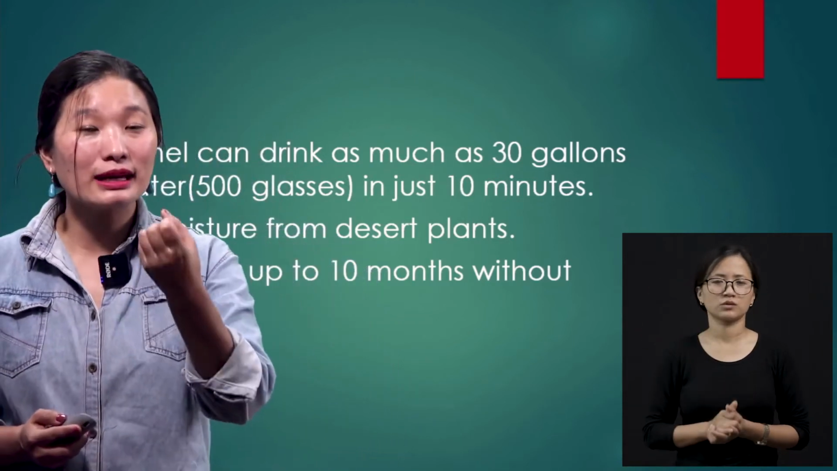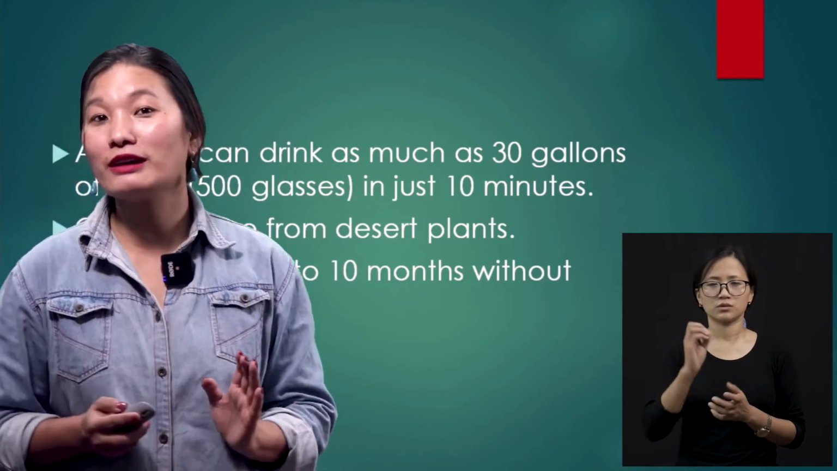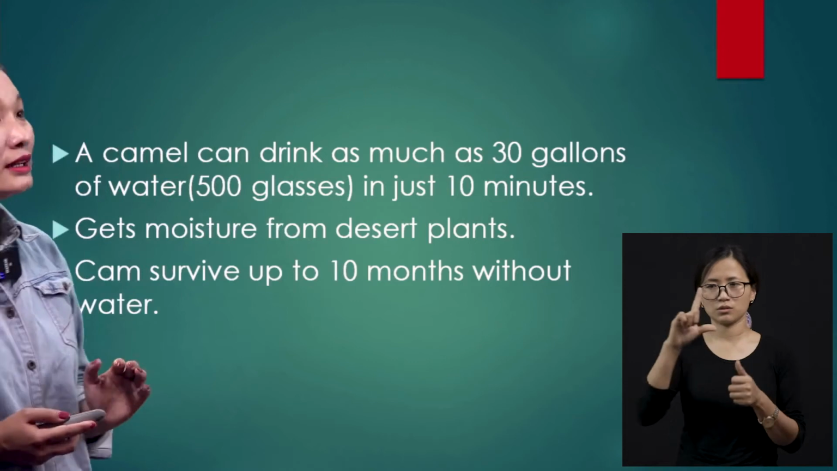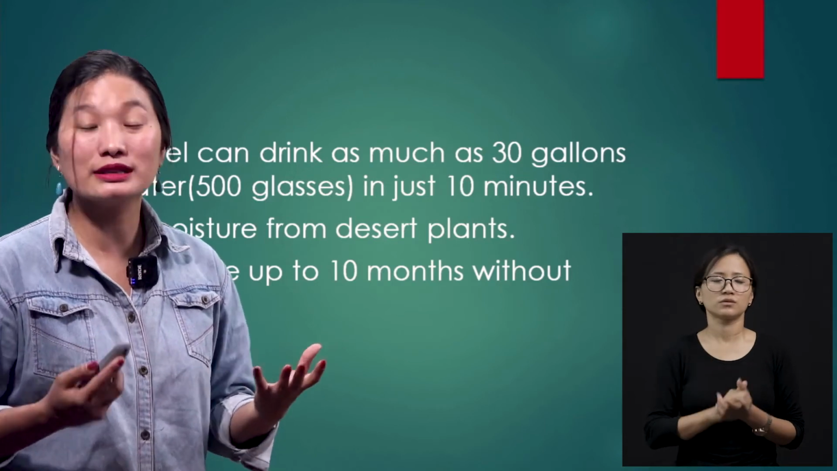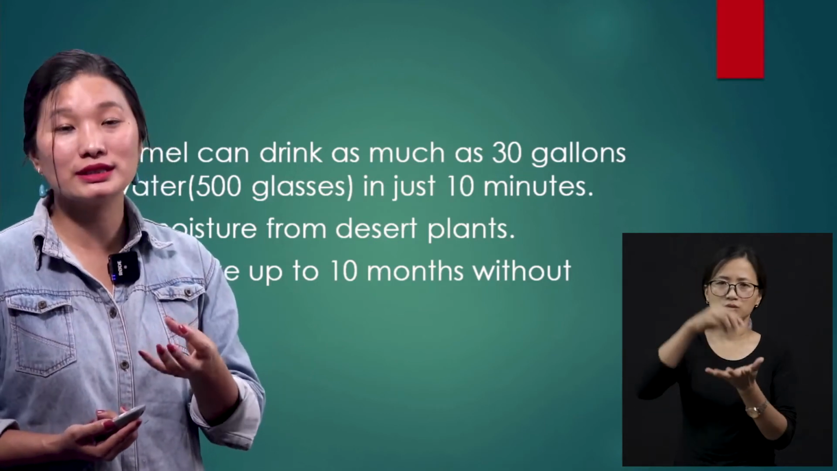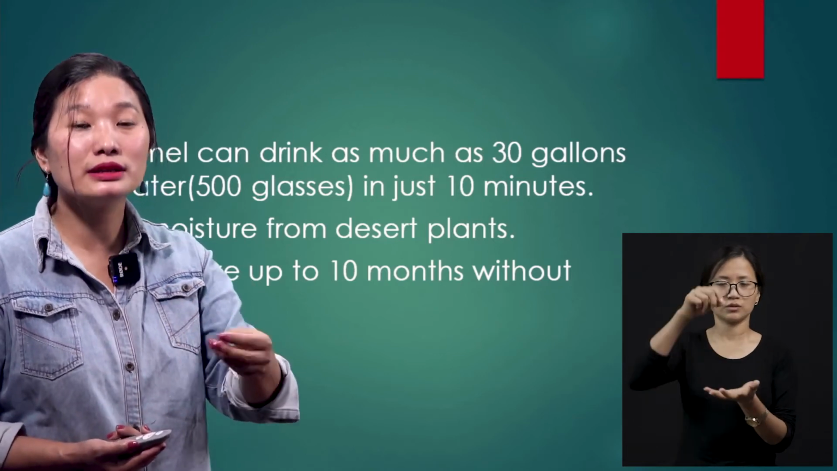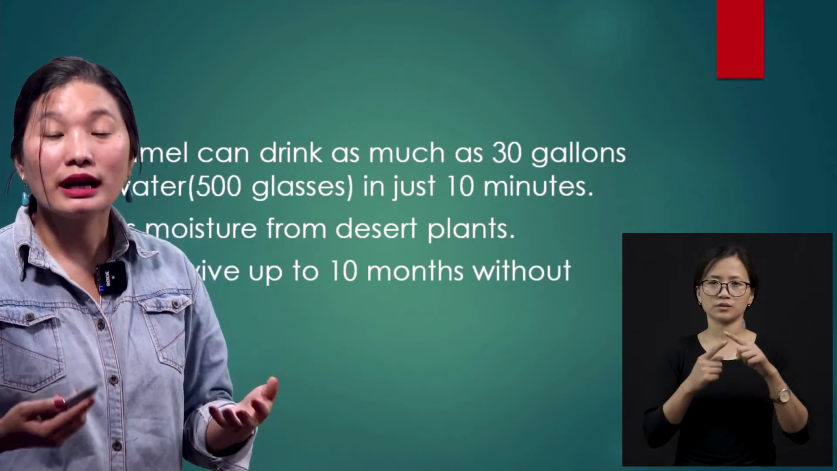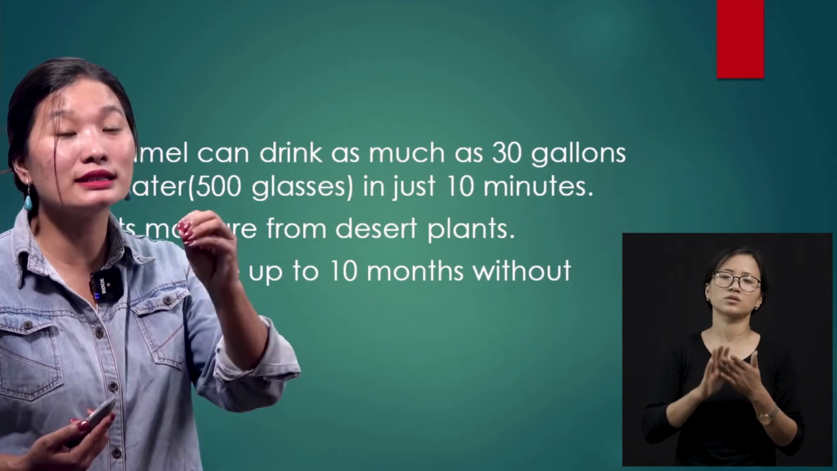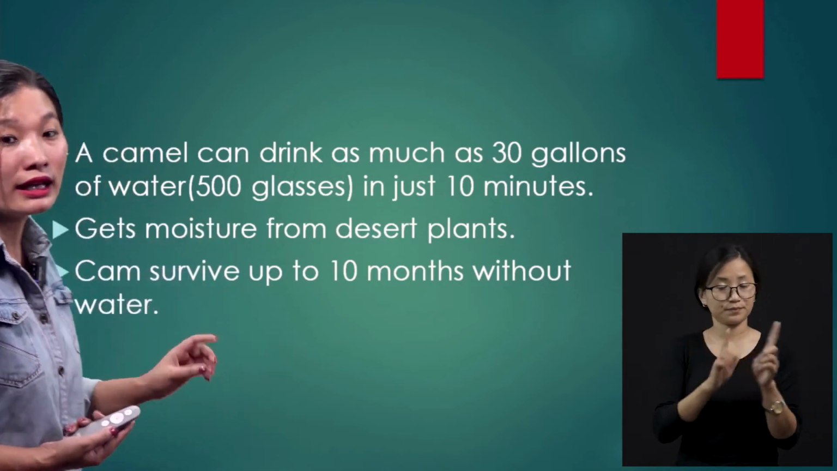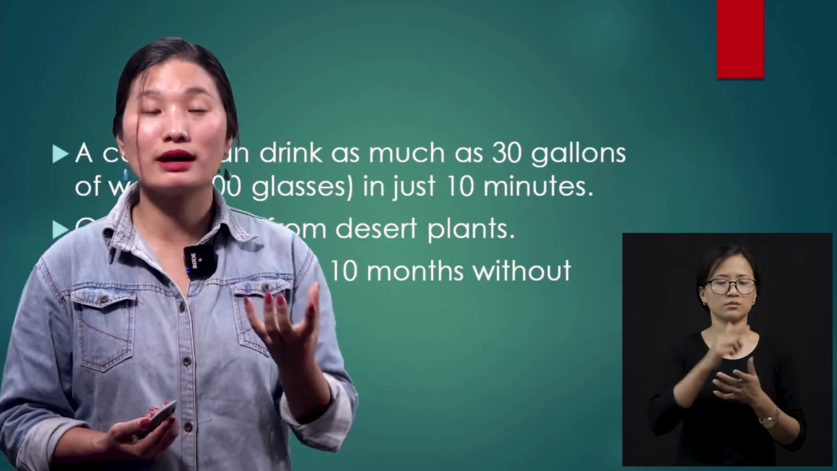But a camel, when a camel is thirsty, they can drink up to 30 gallons of water. That is equal to 500 glasses of water. And whenever they don't get water, okay, we know that we cannot find water easily in the desert. Whenever they cannot find water in the desert, they get moisture. They eat the plants that are found in the desert, and from there they extract the moisture, and they try to quench their thirst. Okay, they try to satisfy their thirst by eating the plants that are found in the desert, and they can even survive up to 10 months without water. They can survive up to 10 months without water.